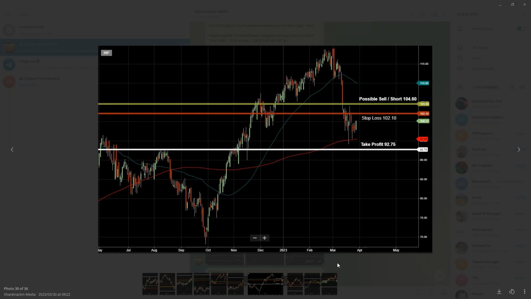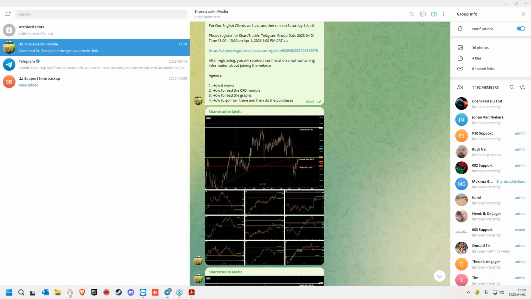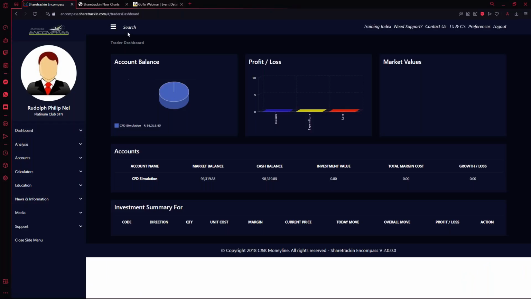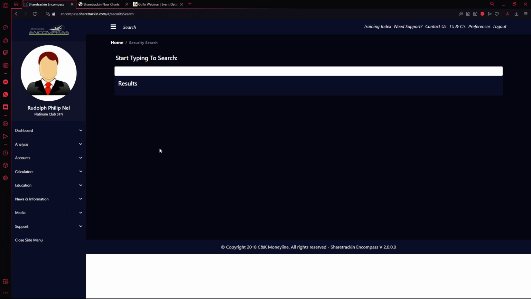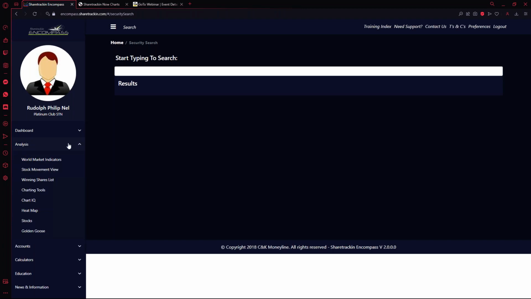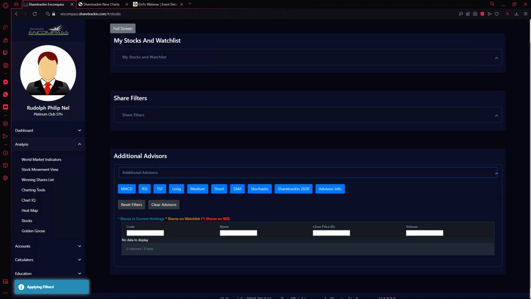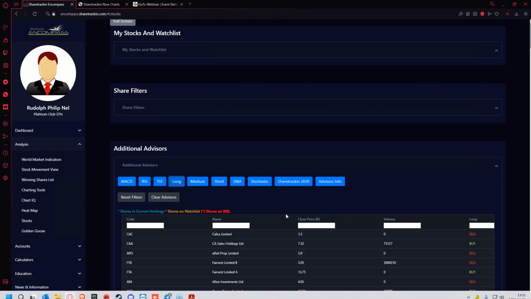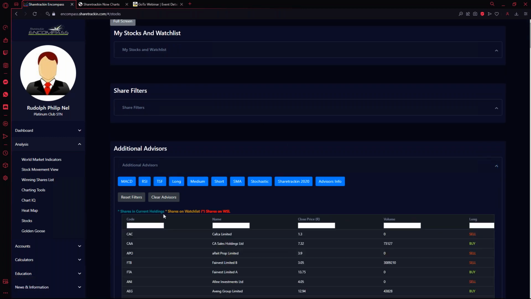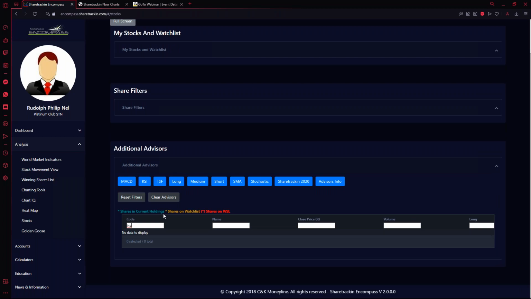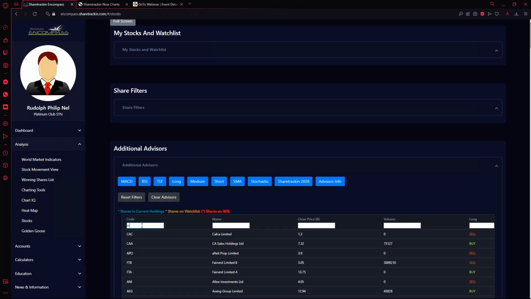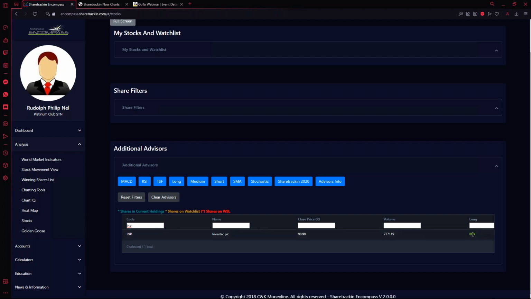Okay. So we're going to go back to the ShareTrackin software. Going to go to Encompass software, go to search at the top left-hand corner. Okay, you can also use your filters. You can see what your filters have done. So we can go to analysis, go to your stocks, go to additional advisors, add something like a long so it pulls in all your shares, and then you enter your code, for instance, INP. Sorry, just reset filters here, INP, and then you can see what it tells you.